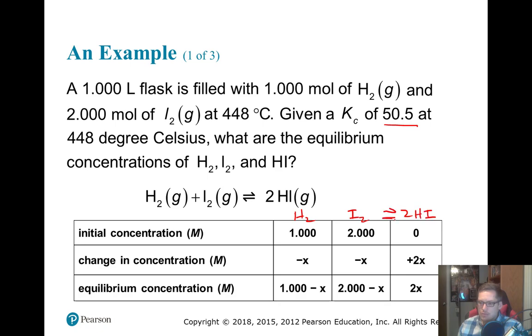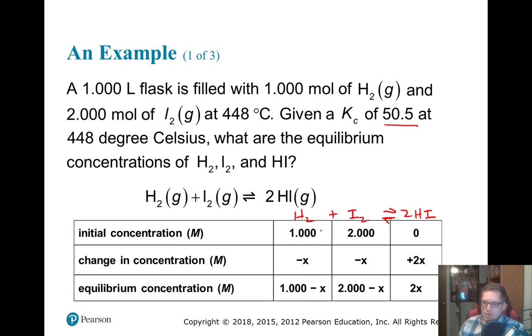Okay, and they're in equilibrium, so we get a little plus. Here are our initial concentrations. It says a 1 liter flask, so our moles equal our molarity, which is nice. So we get 1, 2, and 0. We weren't given any equilibrium concentrations, so in order to calculate this, we are going to plug these in and use variables.